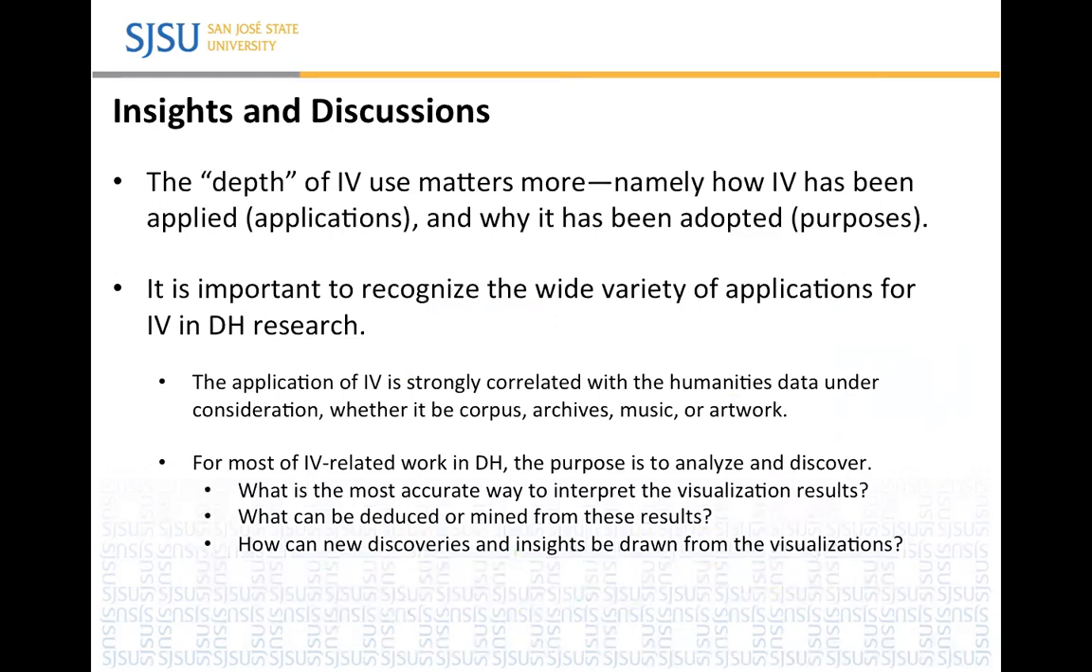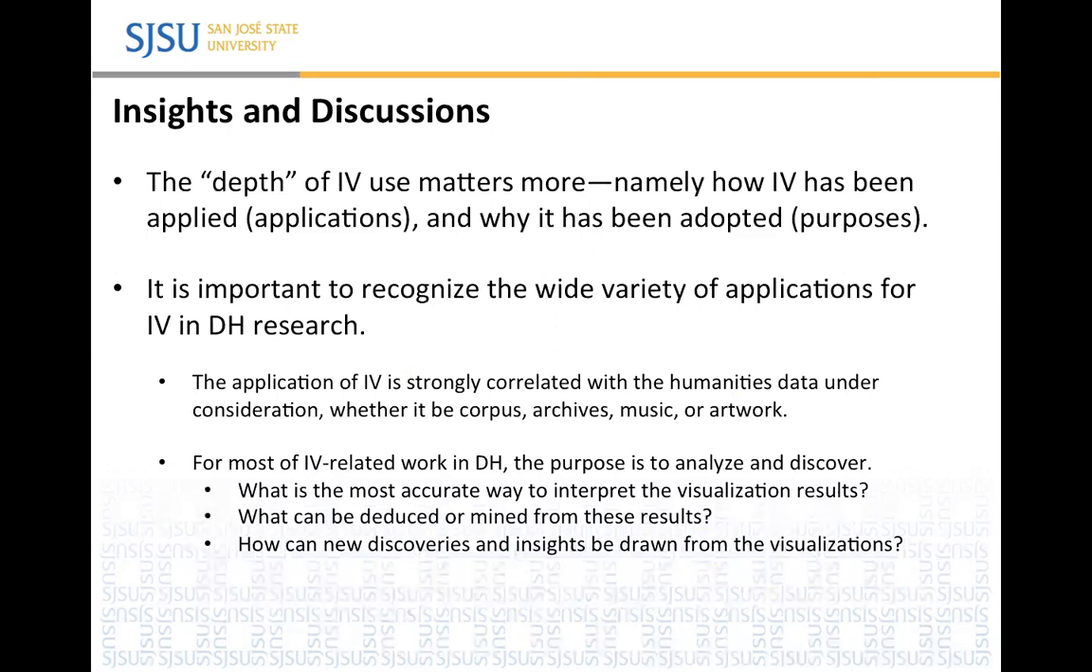While the university library research guides focus on providing a broad view of visualization use in digital humanities, such as definition, introduction, and especially the popular tools, the research demonstrates that it's actually the depth that matters more, namely how information visualization has been applied. So we're actually looking at the applications more and why it has been adopted. So we look at the purposes too. This gap presents opportunities as well as challenges for academic librarians to conduct or support digital humanities research using information visualization.